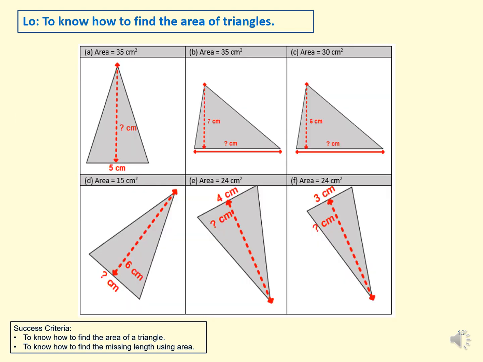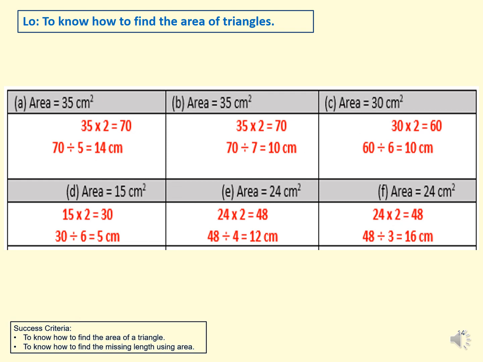Now here is 6 more questions for you to practice. Read the question carefully. In each case, you have the area and you finding the missing length. Pause the video and have a go with all questions, then start the video again. And here at the end, you can see all the answers. Change to green pen and self-mark it. Make sure you don't forget the unit.